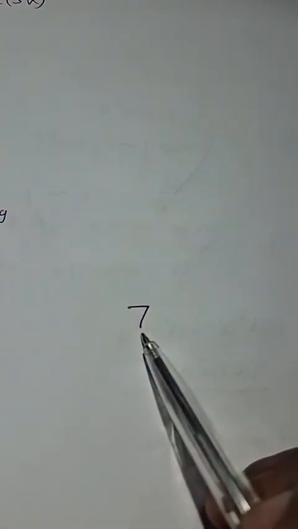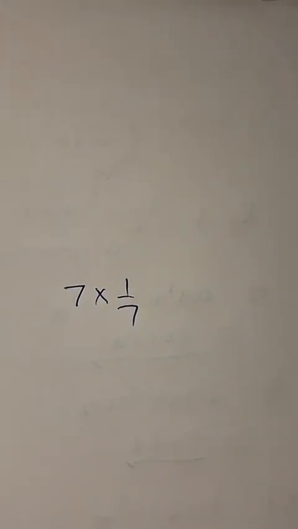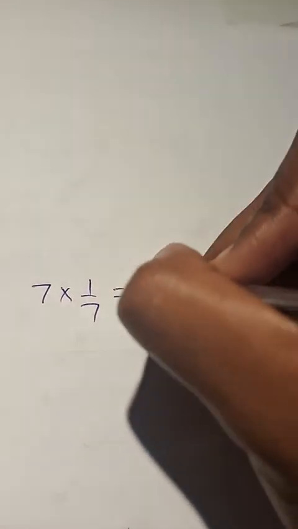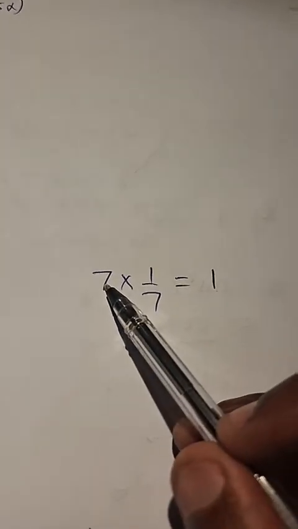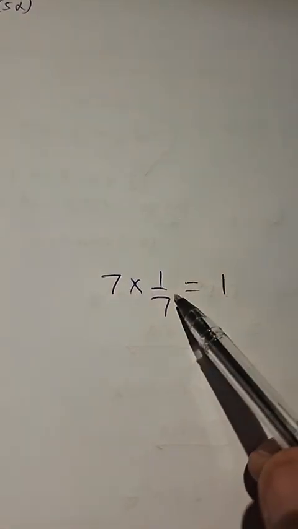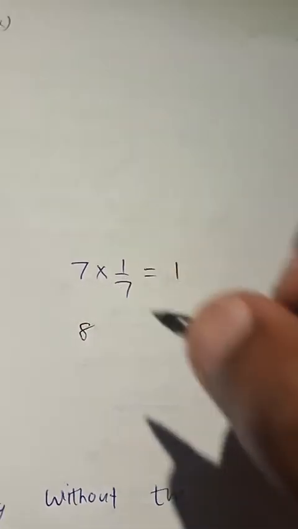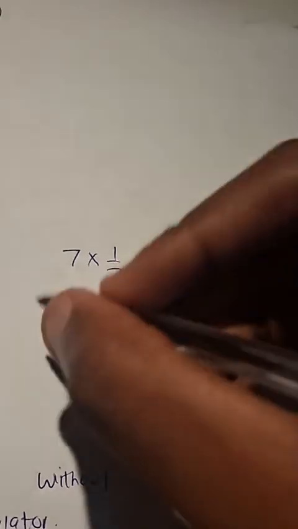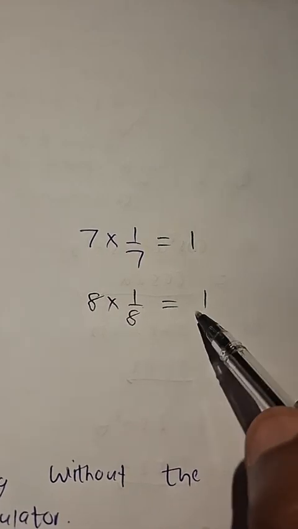A multiplicative inverse simply means, that when you take a certain number, let's say you have the number 7. The multiplicative inverse of 7 is what? It is 1 over 7. In other words, the intention of the multiplicative inverse is so that we can get the number 1. So when you multiply 7 times 1 over 7, you get 1. 8, what is the multiplicative inverse of 8? It is 1 over 8. So 8 times 1 over 8 will give you 1.